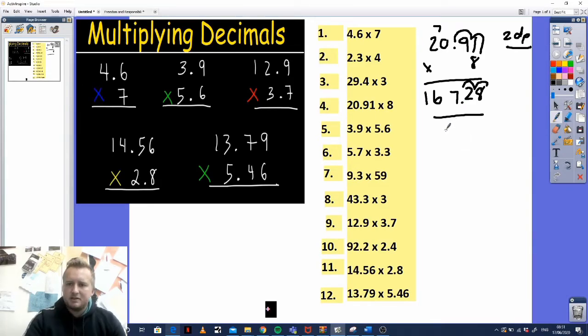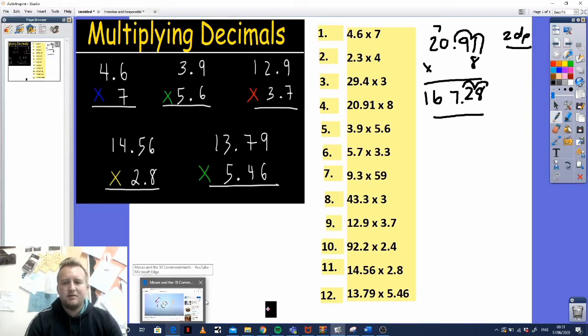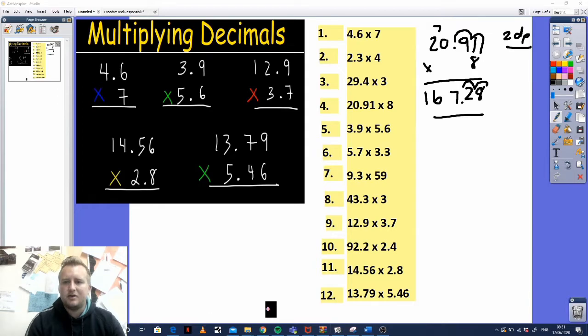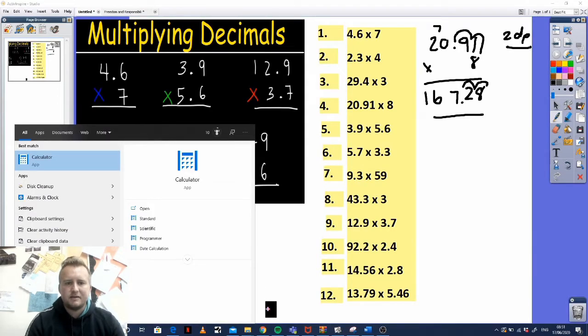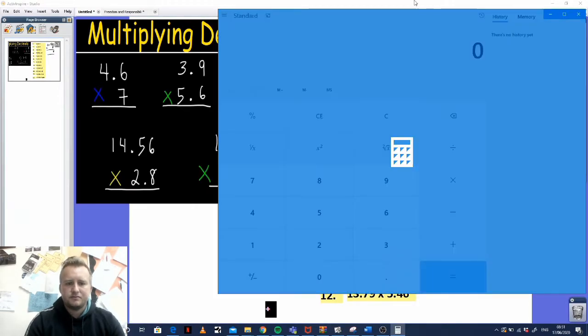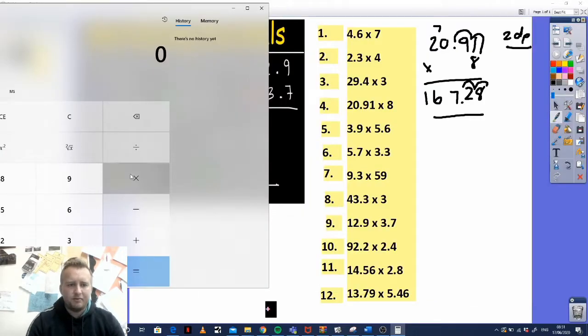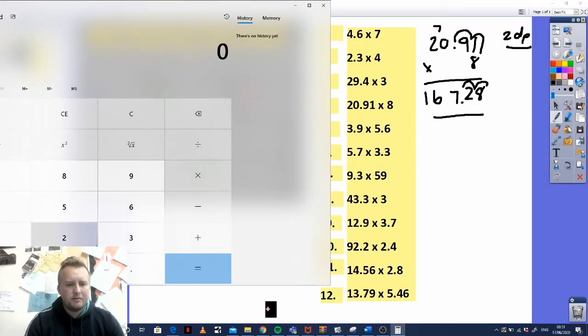Then you move your decimal place 2 numbers over. So 1, 2, and it becomes 167. I estimated it to be 160. So that's fantastic. I'm going to skip through me using the calculator because I know all of them are right.